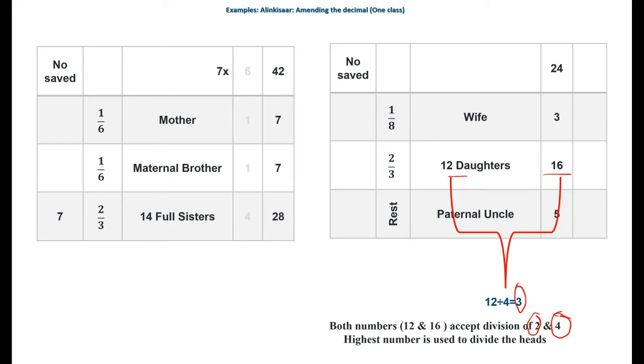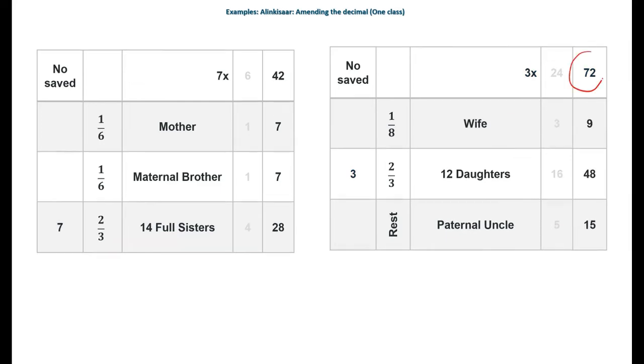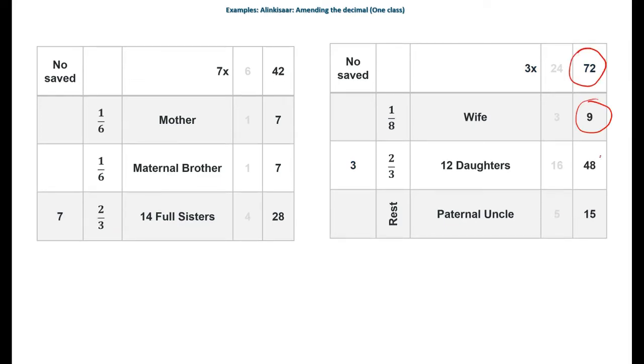So we save here now 12 divided by 4 equals 3. So the number that is saved is 3. We take this now on top of the total share. So we do 3 times 24 equals 72. Now we then times 3 times 3 here, 3 times 16, then 3 times 5. And now we have a new total share as well as new shares.